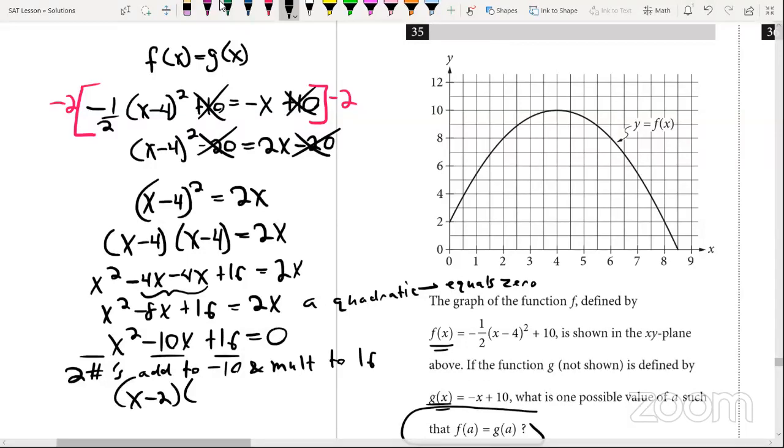So it factors to x minus 2, x minus 8. And you set each of those equal to 0. X minus 2 equals 0, which means that x equals 2. X minus 8 equals 0, which means that x equals 8. And the answer to number 35 is going to be 2 or 8. If you were to bubble in either of those answers, you would get the question right.